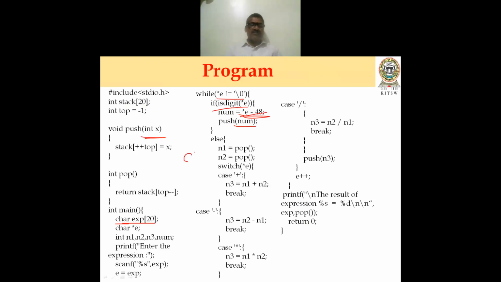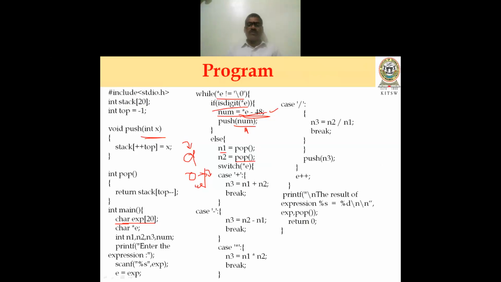Because it is a character now, 9 will be stored in the form of a character, so it is converted into an integer value. 0 will be stored in the form of a character, so you have to convert it into the integer equivalent. The ASCII code of 0 is 48. That is the reason we are using the ASCII code of 0, minus 48. If you do that, you get the actual integer equivalent value. So that value we are pushing here. Okay.